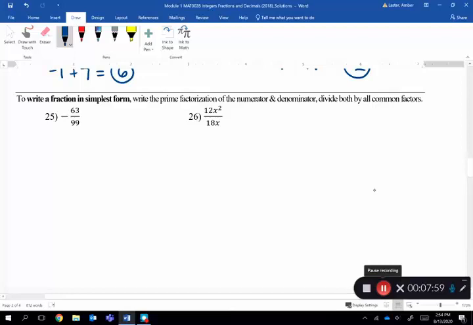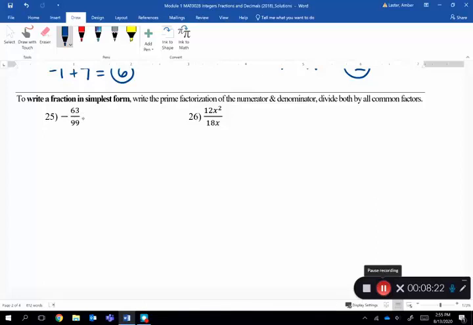So now to write a fraction in simplest form, we write the prime factorization of the numerator and denominator and divide both by all the common factors. Prime factorization takes a little bit of time and energy and effort to get used to and get comfortable with, but it is definitely worth it if you're going to be in math classes. It will help you a lot in the long run.